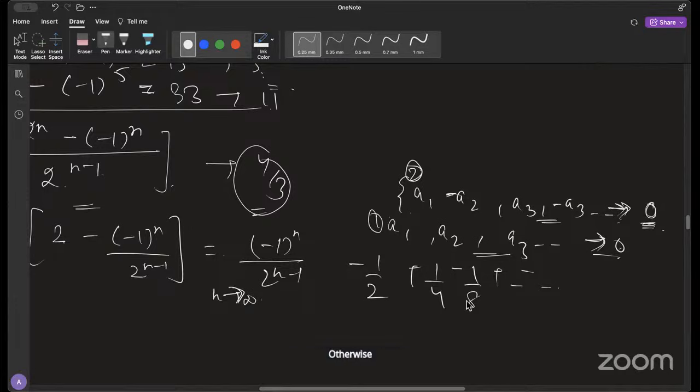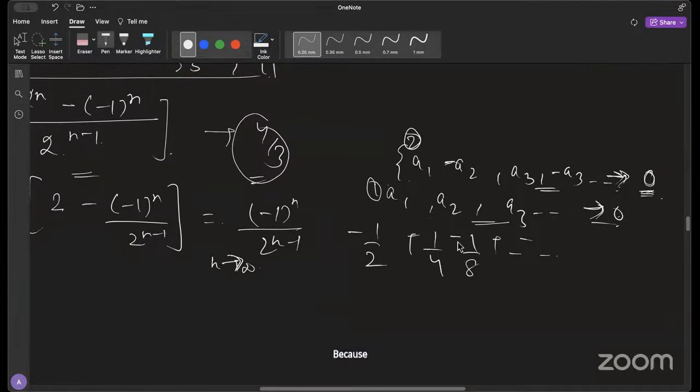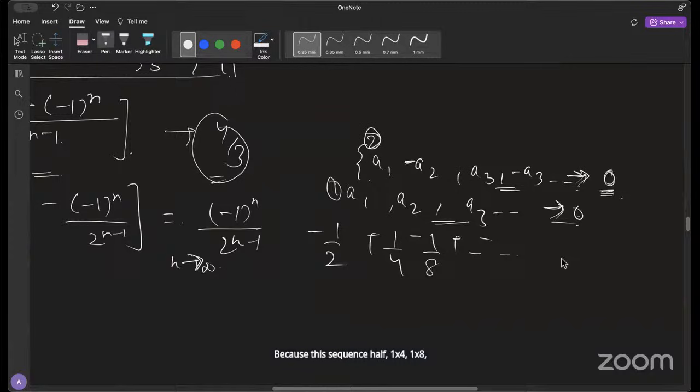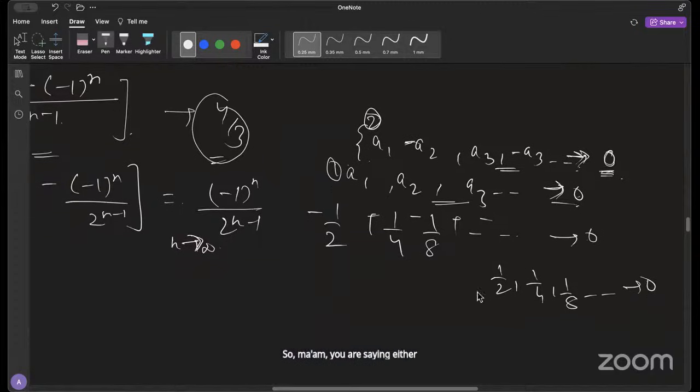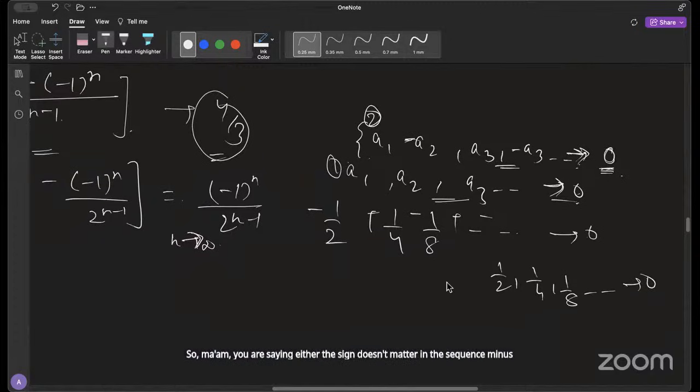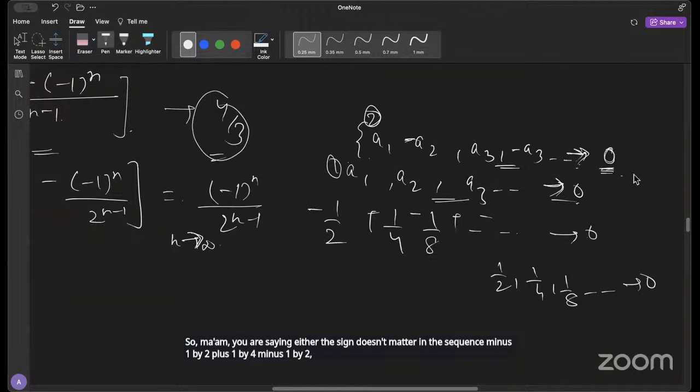Otherwise, things will change. Because this sequence half, 1 by 4, 1 by 8, this entire sequence goes to 0. Right? Ma'am, you are saying either way the sign doesn't matter in the sequence -1/2, +1/4, -1/8. Yeah. When the sequence is going to 0, it will go to 0 all the way.